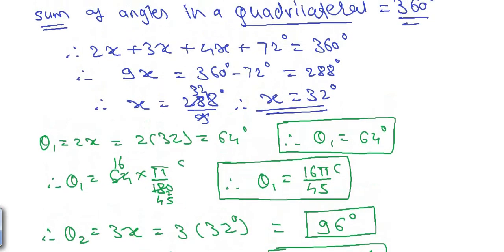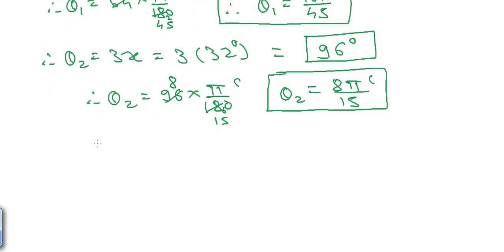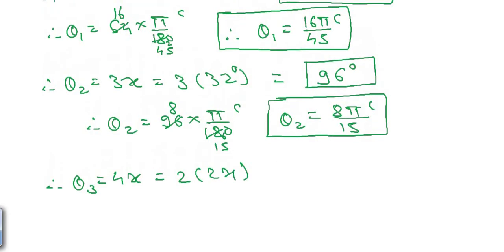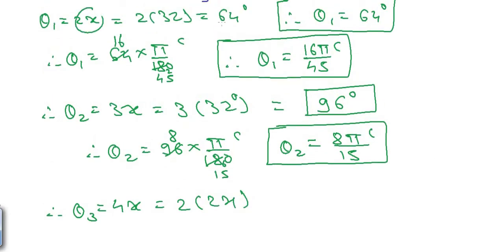What is theta 3? Theta 3 equal to 4x. So theta 3 is equal to 4x, that is equal to 4 into... Now can we write this as, let's make it simpler. So let us write this as 2 into 2x. Now 2x is theta 1. See, have a look at theta 1. Theta 1 is 2x, which is 64 degree. So that is equal to 2 into 64, that is equal to 128 degree in terms of degree.